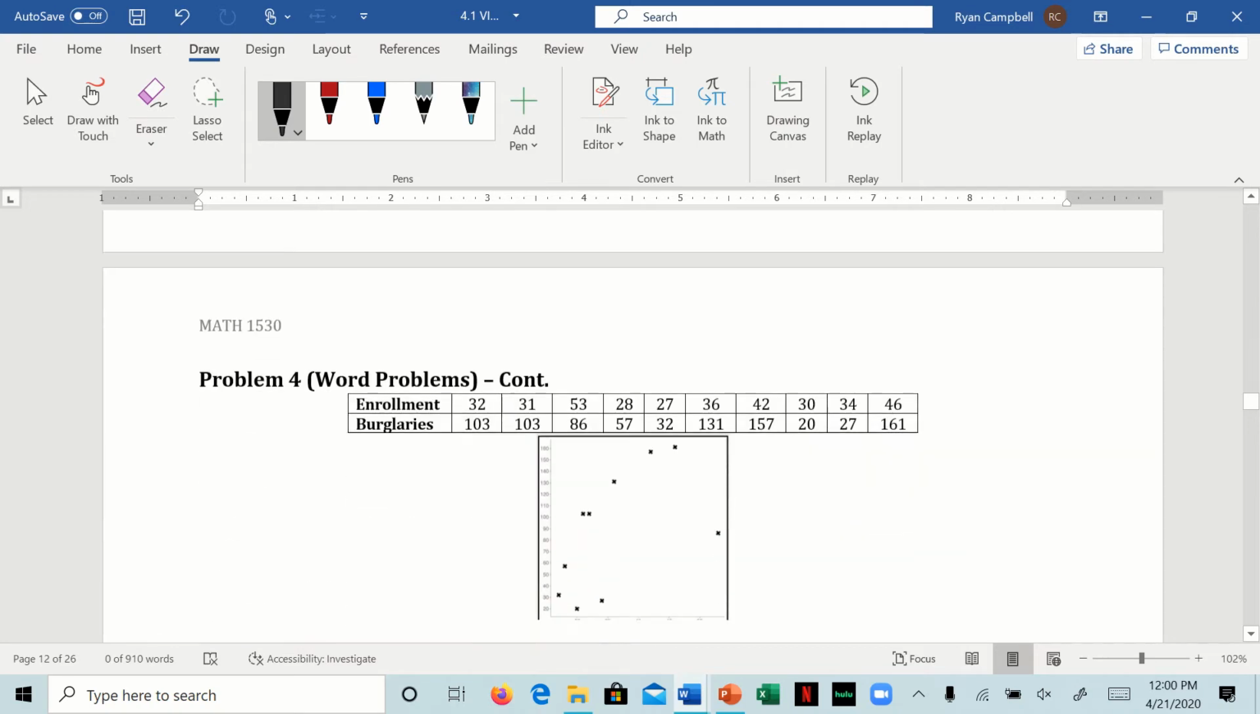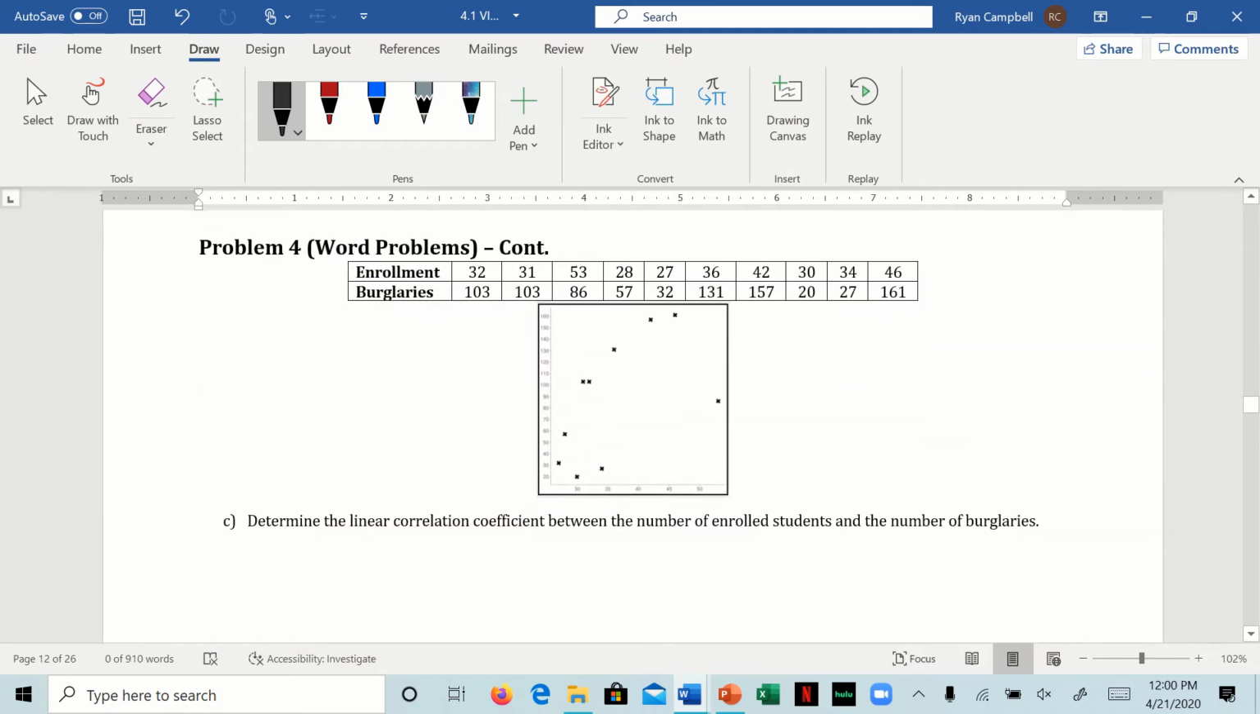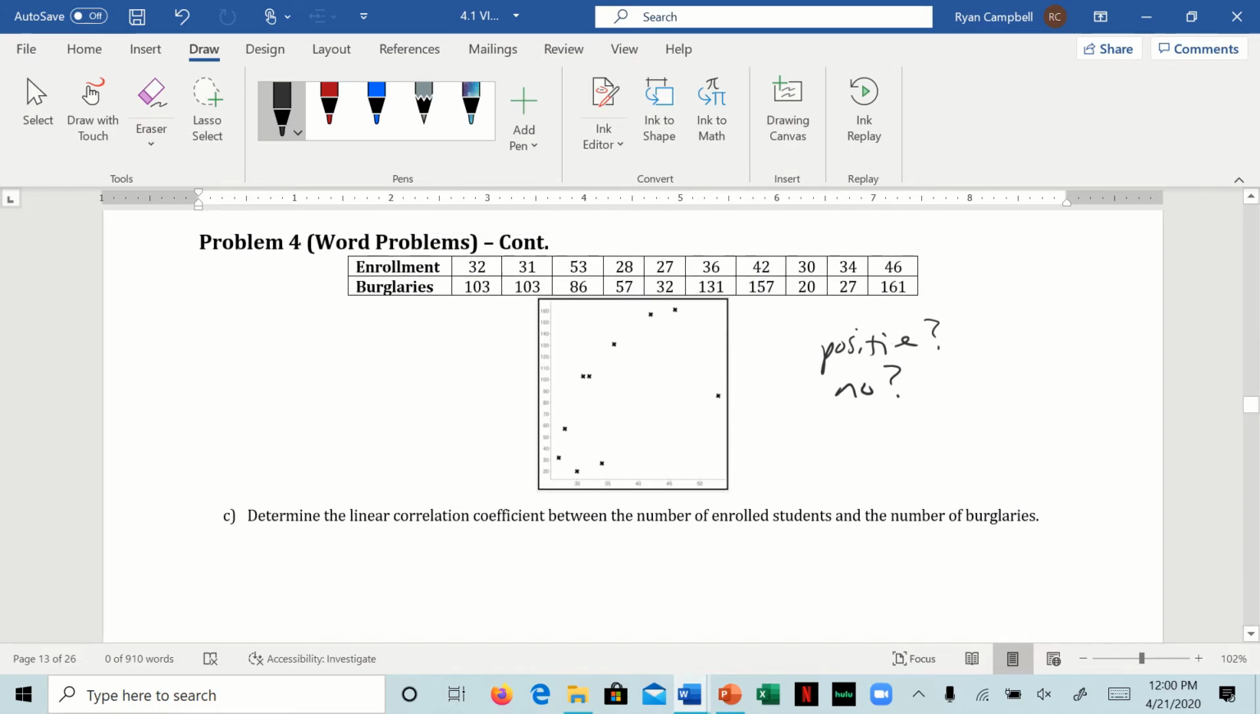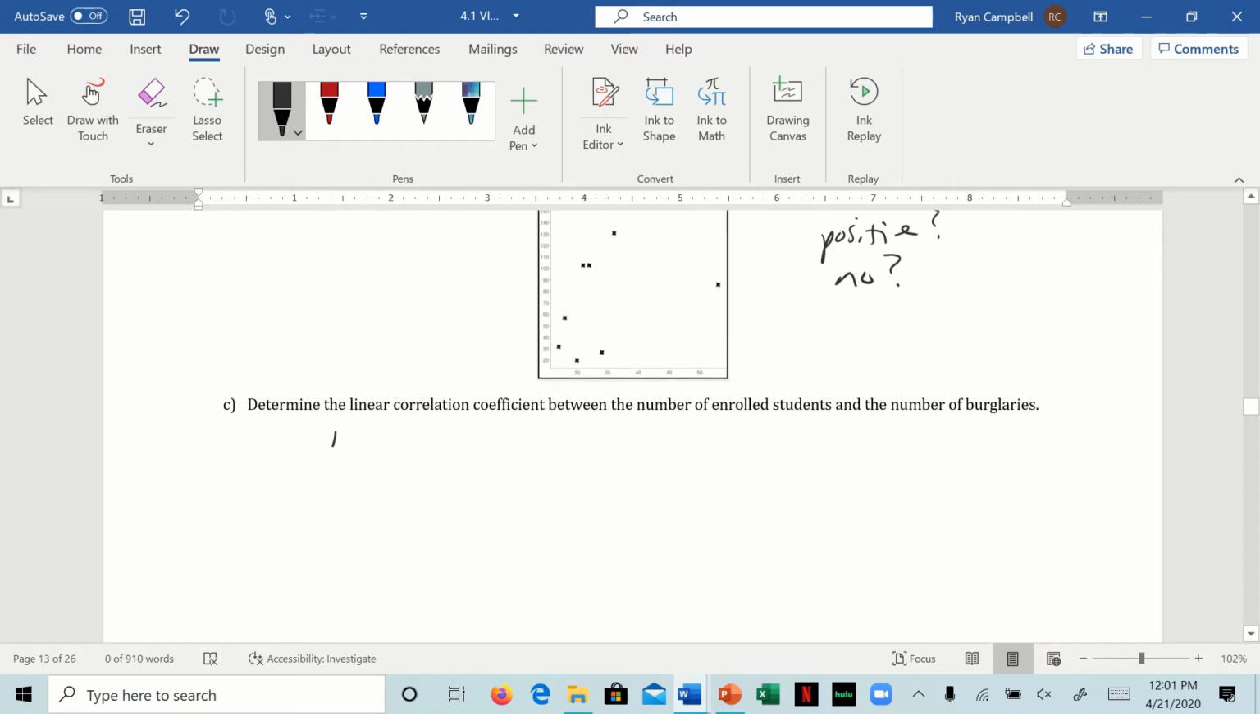All right, so let's go back to our example. So we said maybe for example number 4, maybe it's positive. Maybe there's no correlation. It's kind of hard to tell. So let's determine it. So we already have, right, L1 is your enrollment. L2 is your burglaries. We already said that. So what we're going to do is we're going to go to lin-reg t-test. Remember, that's in stat over to test.